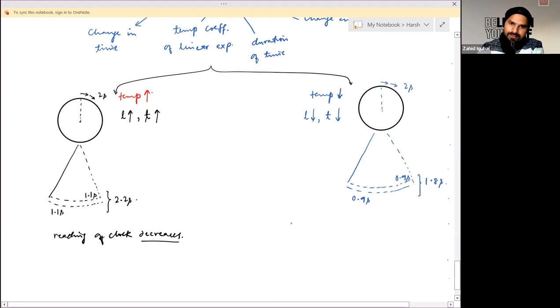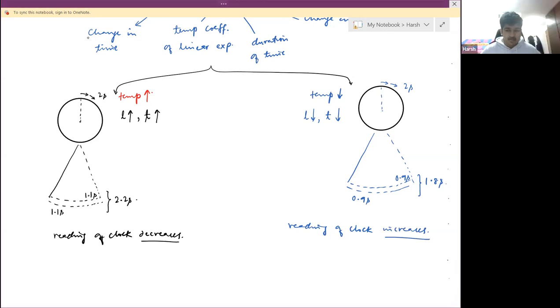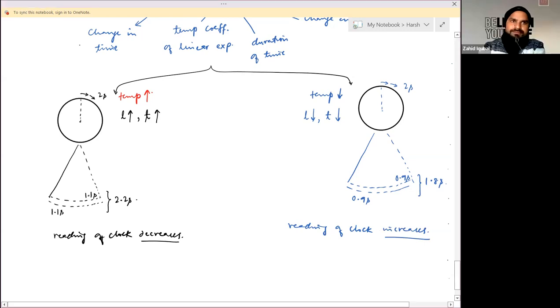Okay. Yes, sir. So the reading of the clock in this part increases. Is it clear? Yes, sir. Okay, just write it down.